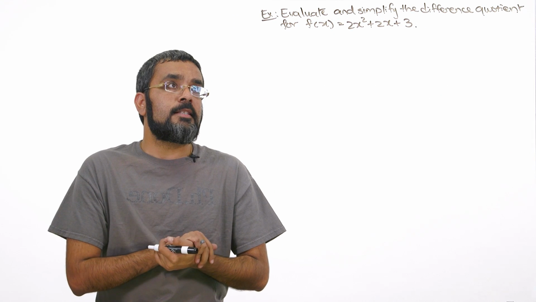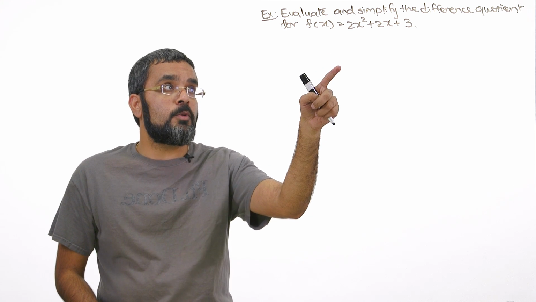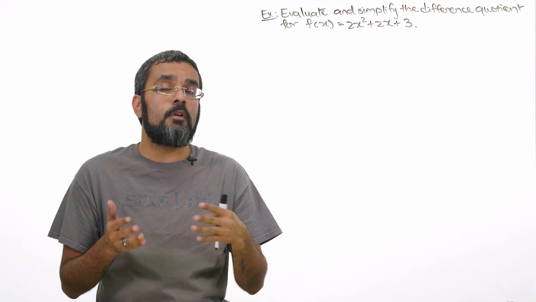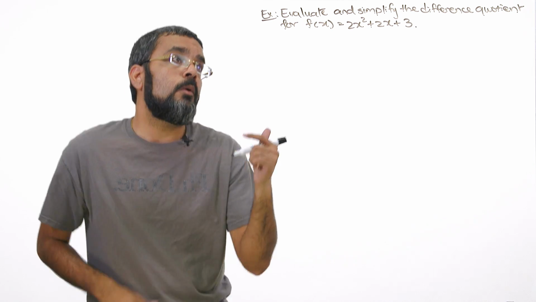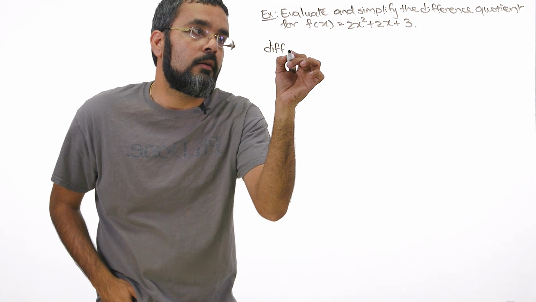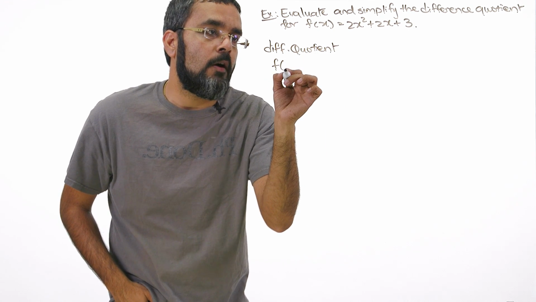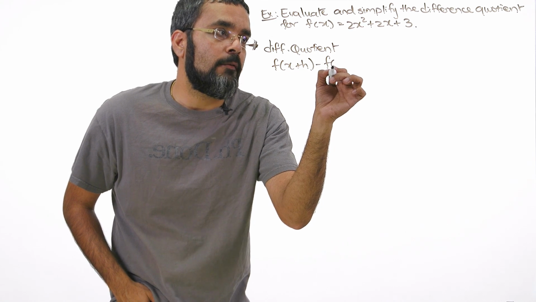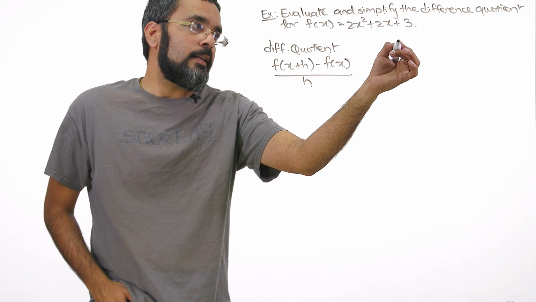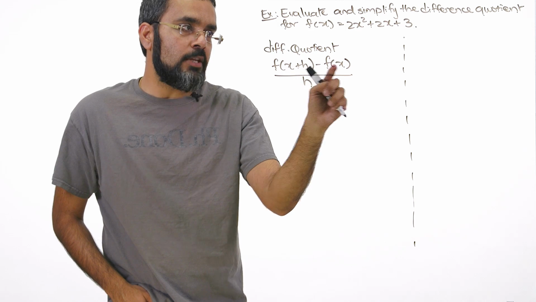Okay, so let's look at this example here. We want to evaluate the difference quotient for the function 2x squared plus 2x plus 3. So in a sense, like I said, we want to find the average rate of change on the interval x comma x plus h, right? So we know that the difference quotient is given by f of x plus h minus f of x over h. So the two things that we need to find out, and I'm going to list them out here, is we need to figure out what is f of x plus h and what is f of x.